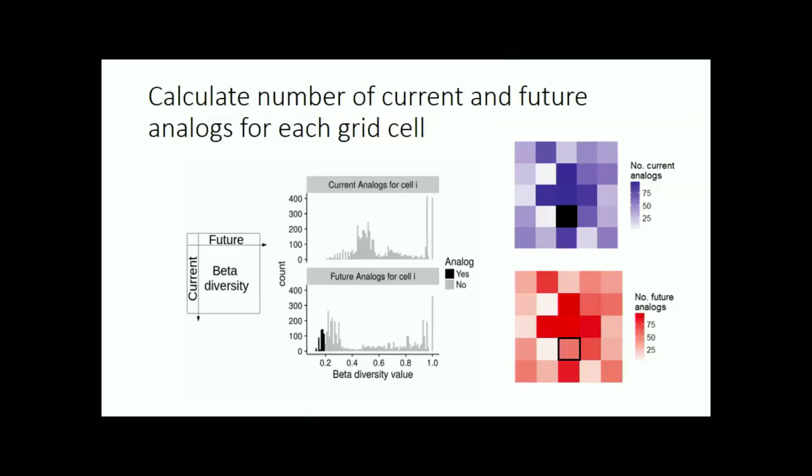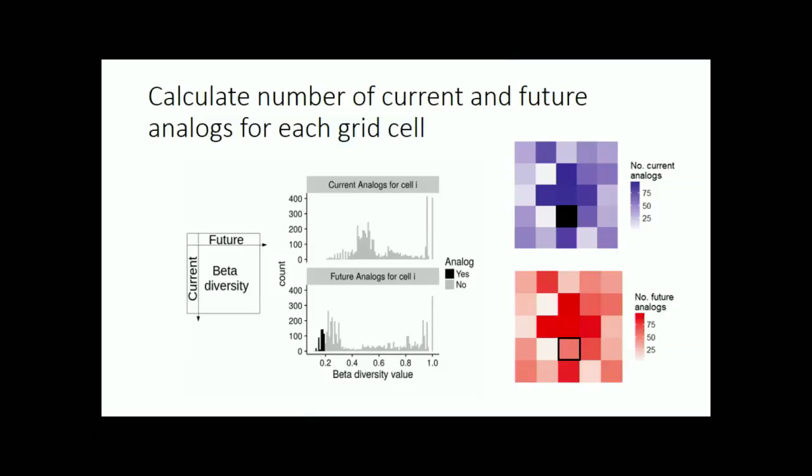For the first one, we don't get any analog cells, so that one's considered a novel community, and those are represented by the black grid cells. And then for the bottom one, there are some analogs. So we also have plotted out the gradient as to how many analogs there are, which gives you an idea as to how close to novel or disappearing a community might be.